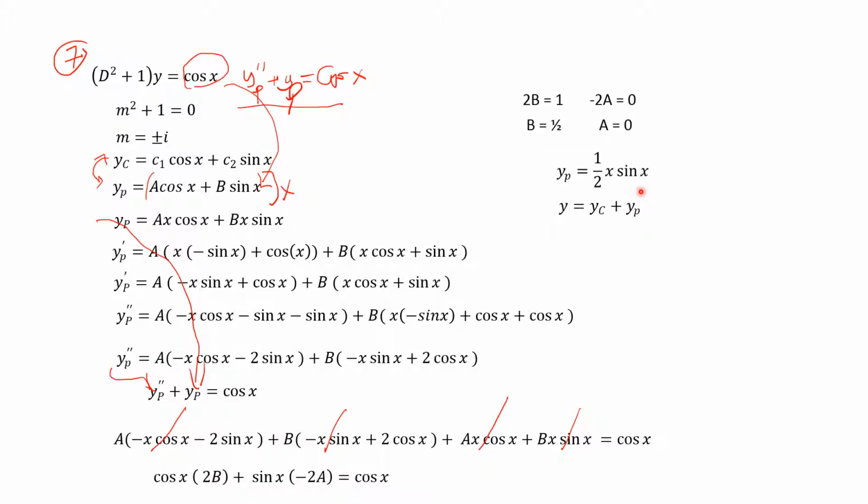And remember, your y is the sum of y sub c and y sub p. And we have this y sub c as c1 cosine x plus c2 sine x and yp is 1 half x sine x, and therefore your y is c1 cosine x plus c2 sine x plus 1 half x sine x. Okay, that's the solution.